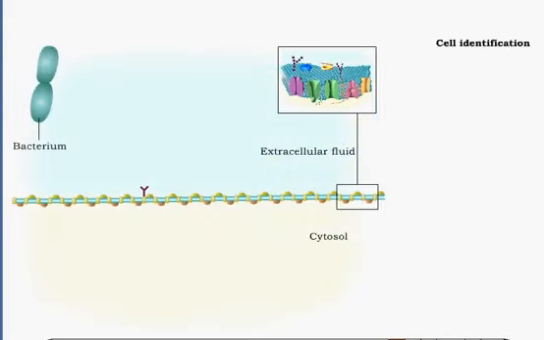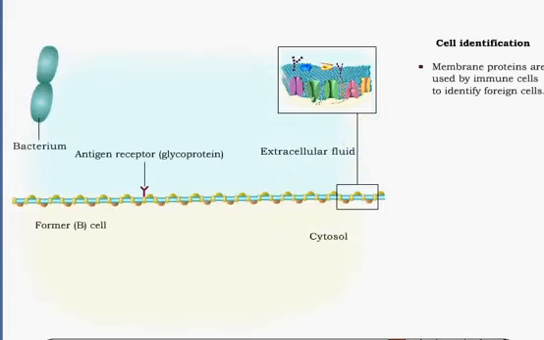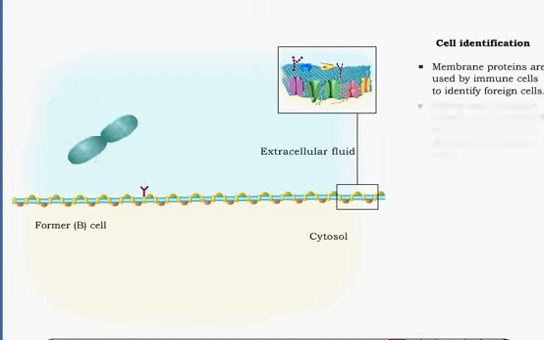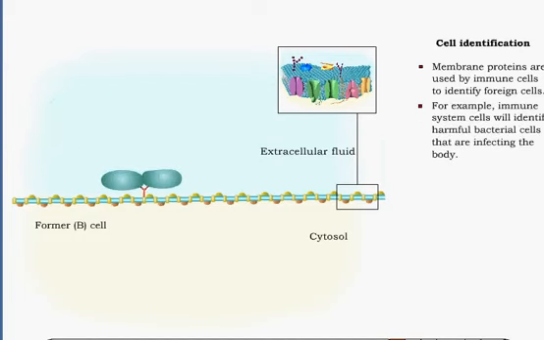Certain membrane proteins are specific to cell types. They allow a cell to recognize other cells and to respond to potentially foreign cells. For example, immune system cells will identify harmful bacterial cells that are infecting the body.